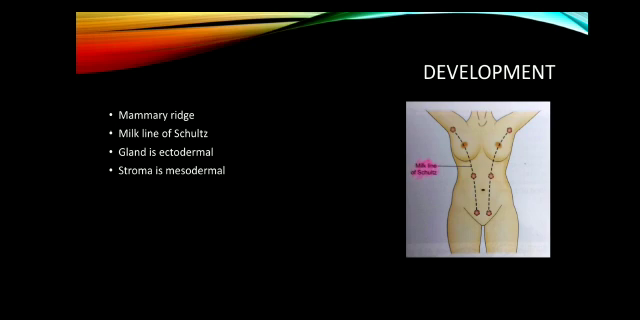The development of the breast. It is through the mammary ridge or the milk line of Schultz, which appears around the 4th week of intrauterine life. The gland is ectodermal and the stroma is mesodermal.